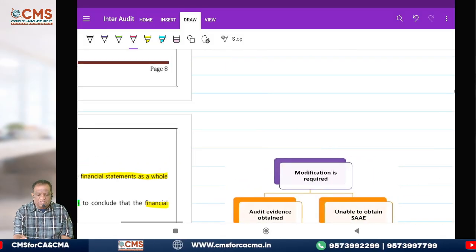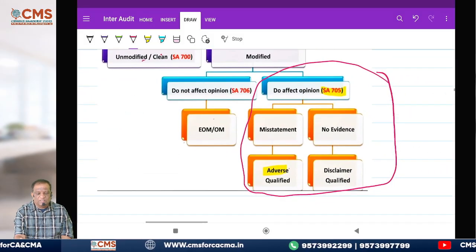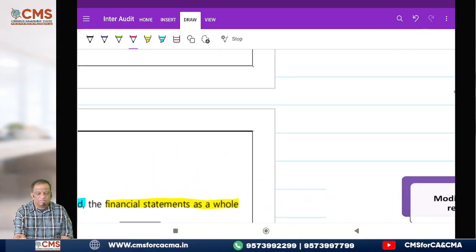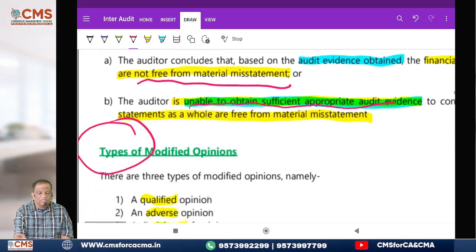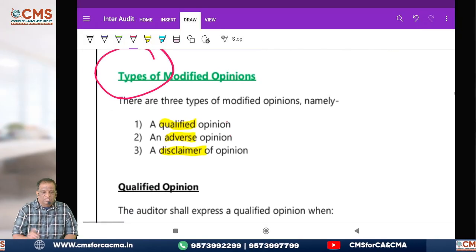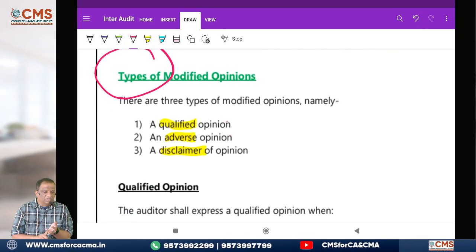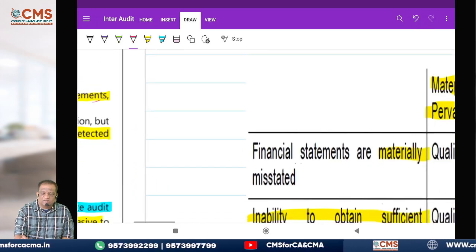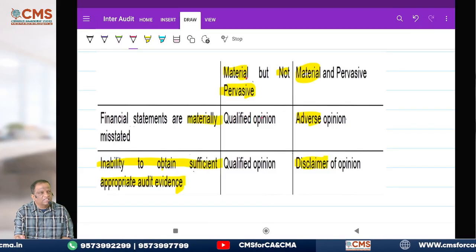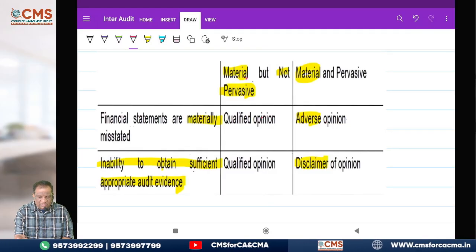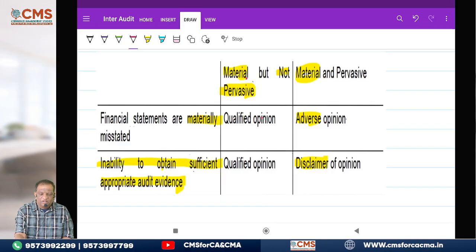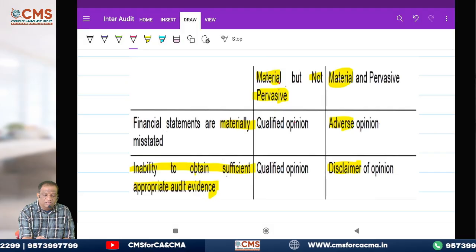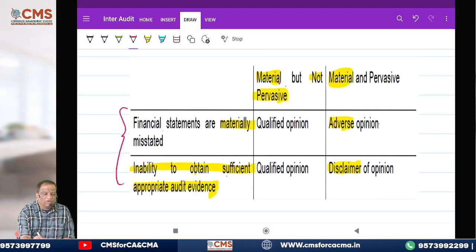Now, the circumstances for modification are these two: misstatement and no evidence. That is the circumstances for modification. And what are the types of modified opinion? Three types: qualified, adverse, and disclaimer. But which report to issue when, that is where this chart will be more useful. In SS705, if you are good with this chart, your SS705 is done. Now, on the left hand side, these are, you can say, the circumstances why I am modifying.